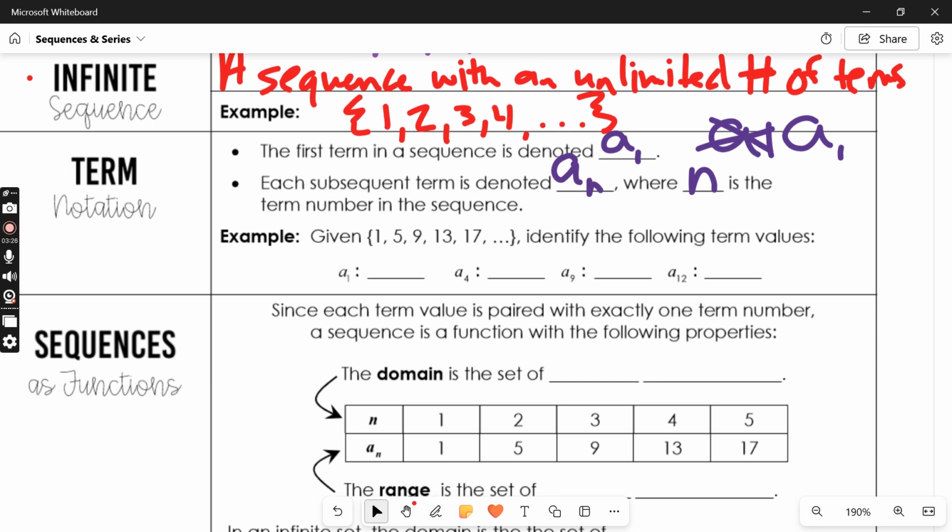All right, so if I were to look at this, this says a sub 1. A sub 1 means the first term, so our first term is 1, because that's the first number. The next one says a sub 4, so 1, 2, 3, 4. So a sub 4 would be 13. The next thing he wants to know is a sub 9, though, but I only have 5, so that means I need to find the pattern. So if I'm looking at this, I went from 1, 5, 9, 13, 17. It looks like I'm adding 4 each time. So my next one would be 21.